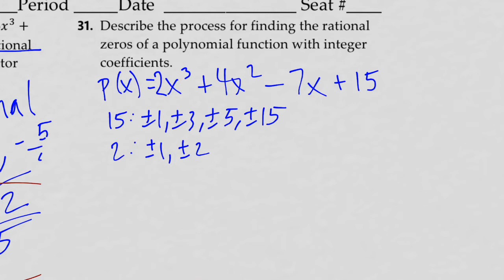What are the possible zeros? They're made up of these divided by these, right? All the fractions that you could make from these divided by these. So what would you test? You would test out all of these.